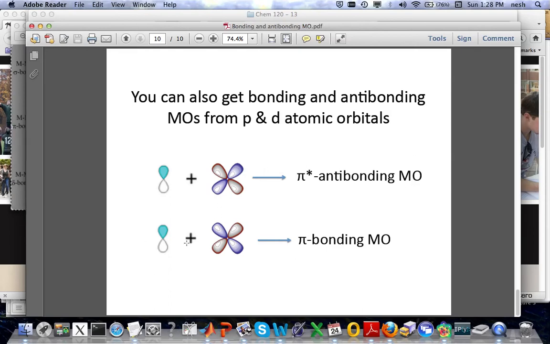Here we have a p orbital that's on, say, one atom, and it's approaching a d orbital on another atom. And if I said that this aqua can constructively interfere with blue, and the white lobe constructively interferes with red, then what do we have? It looks like we're going to have a pi bonding orbital that resulted from the mix of a p and a d. And a similar kind of story here, where we have destructive interference producing a pi star antibonding MO from a p and a d.